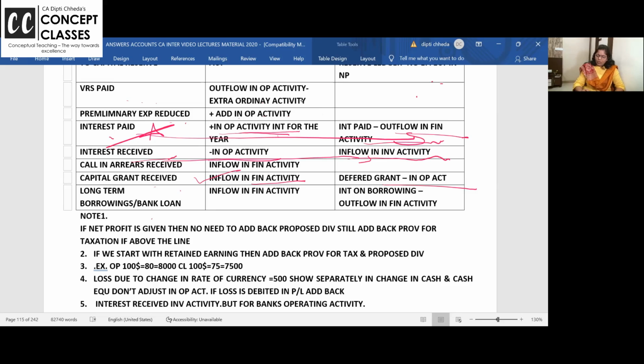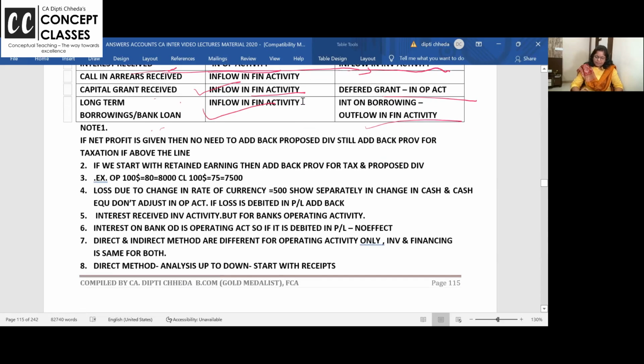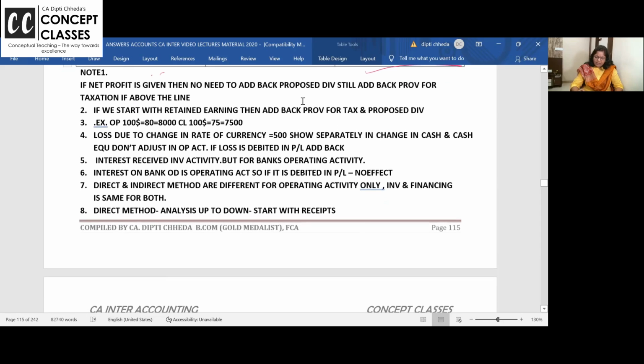Same way, bank loans: when you take them, it is an inflow in financing activity, and when you repay the bank loans along with interest, it's an outflow in financing activity. If net profit is given, then there is no need to add back and all. Okay, all this I have told you.